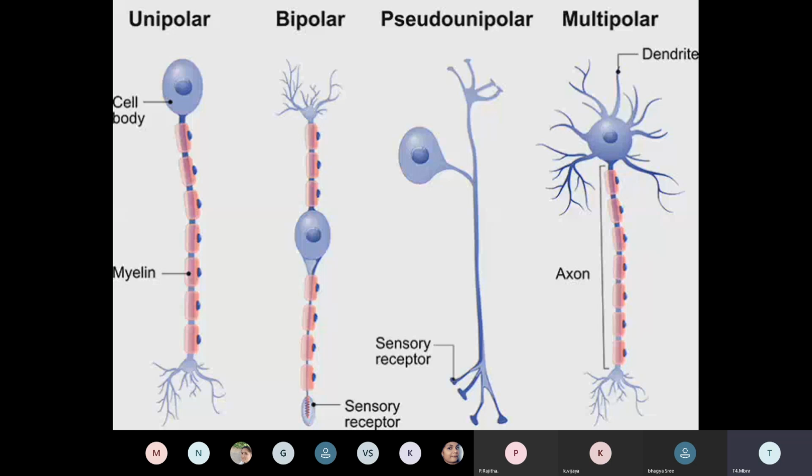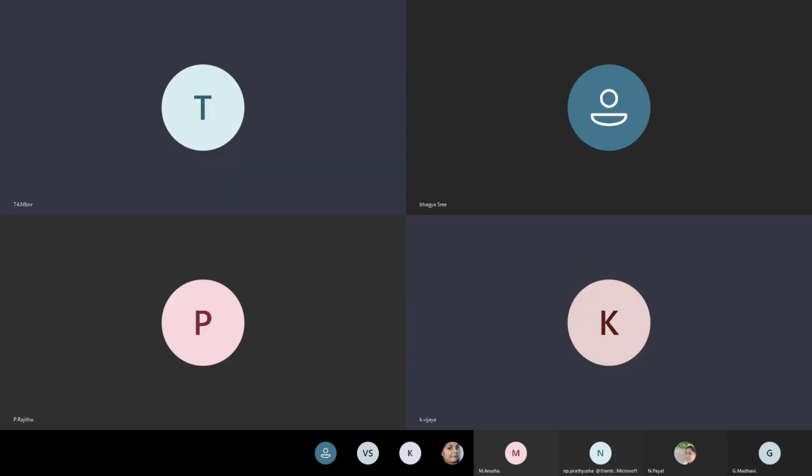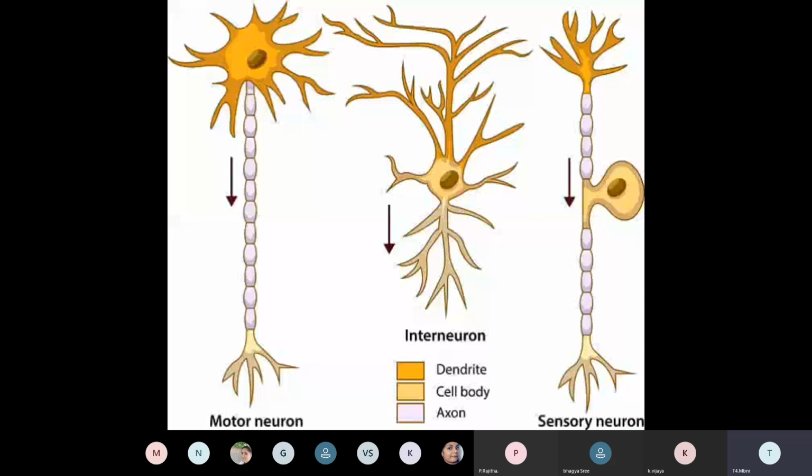The types of synapse it forms, in next class we will discuss. Okay, this is about the unipolar, bipolar, pseudopolar, and multipolar neurons. Okay. Next, neurons based on their function, means which type of signals they are receiving, whether they are taking the stimuli or whether they are giving the response. Based on the function, it is again divided into three types. How many types? Three types, which is nothing but motor neurons, interneurons, and sensory neurons.